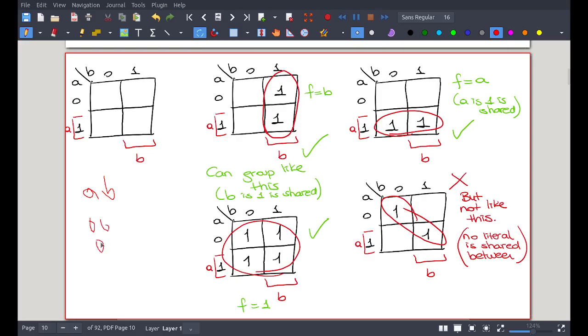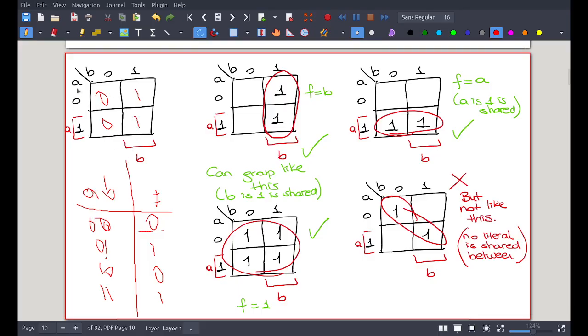So let's say we have 0 0, 0 1, 1 0 and 1 1. We have f here, and we have some values. It doesn't matter what these values are, whatever these values are, we write them exactly here. So let's say we have 0 1 0 1, so I write 0 1 0 1.